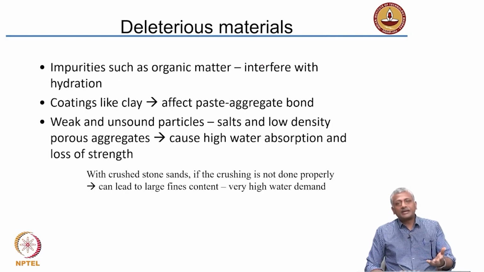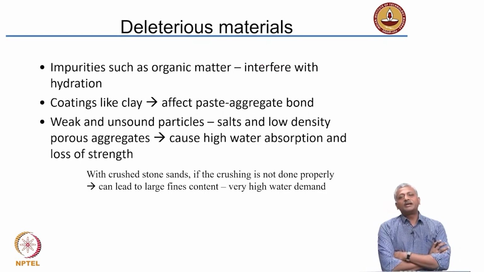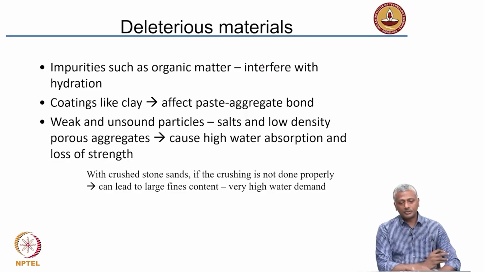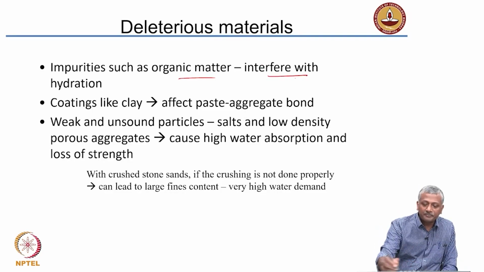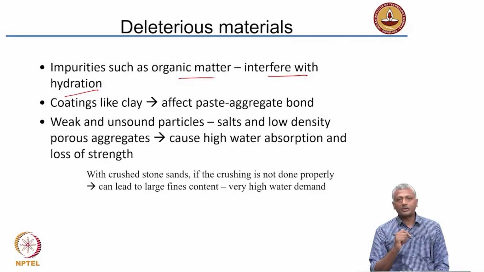Now, as I said, depending upon where you are collecting your material from, you can get different types of deleterious materials. That means poor quality materials inside the aggregate, like organic materials, clay and so on, and these will affect the properties of the concrete. Organic materials can interfere with the hydration reaction of the cement and slow it down significantly. So, you want to restrict organic material.